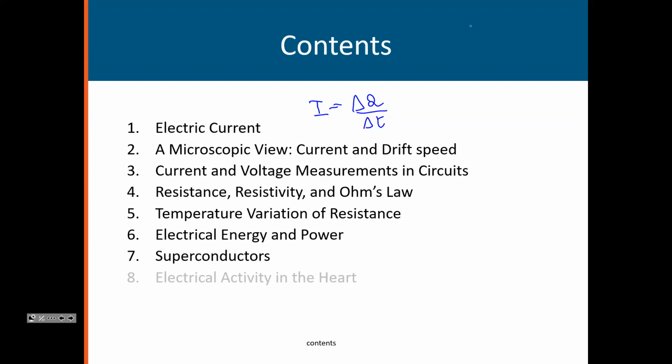Okay, it's coulomb per second, and we have a name for coulomb per second. It's the unit, but we have a single name for it. We don't keep saying coulomb per second. Instead, we have one name for this unit.